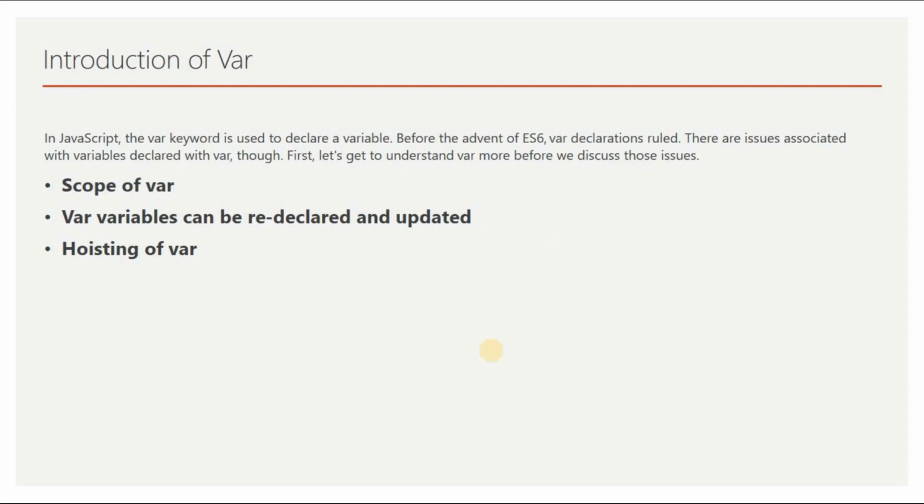So we will discuss the features or the properties of var. First is the scope of var. We will discuss the scope of var by example, so jump into the VS Code then.